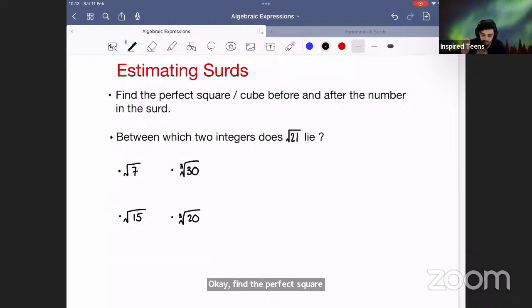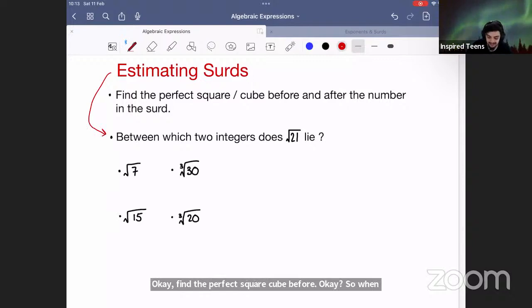Okay, so when it comes to estimating surds, the main question is between which two integers does root 21 lie? So that's how they could phrase the question to you. Between which two integers does root 21 lie?